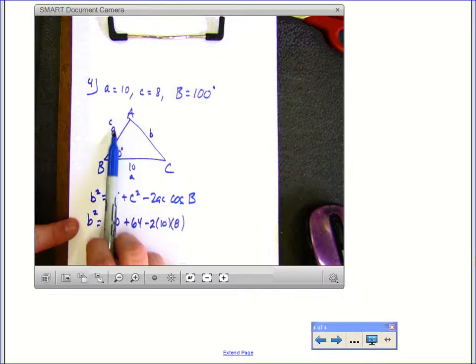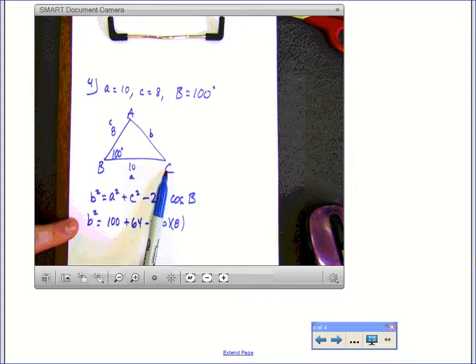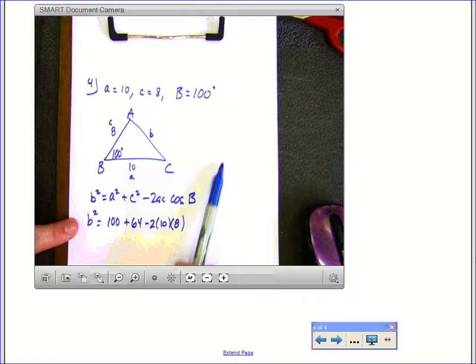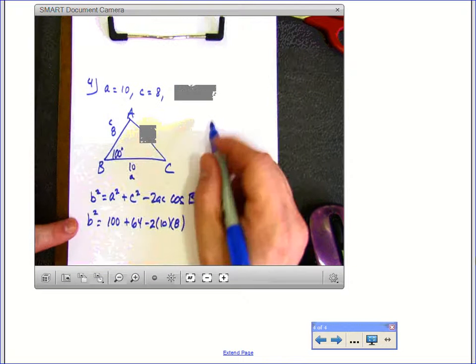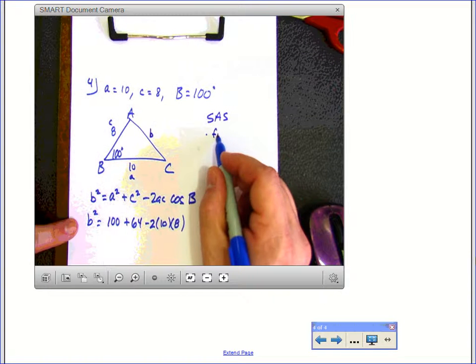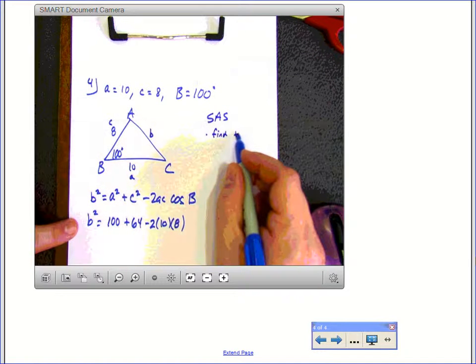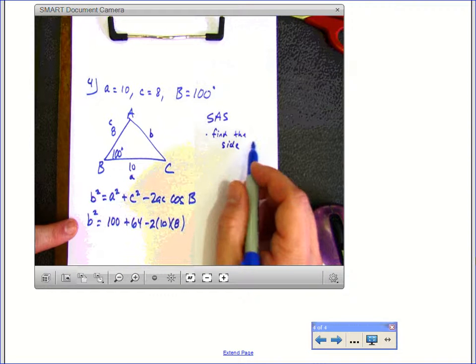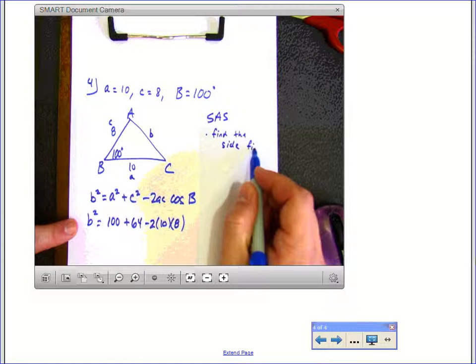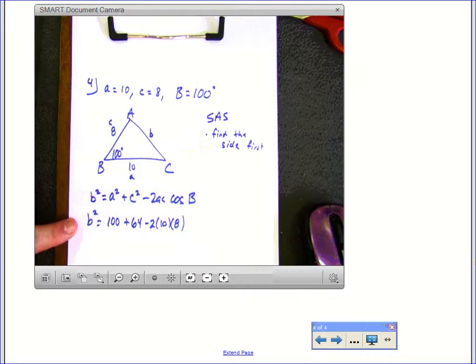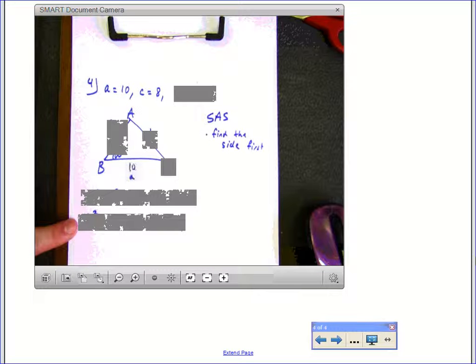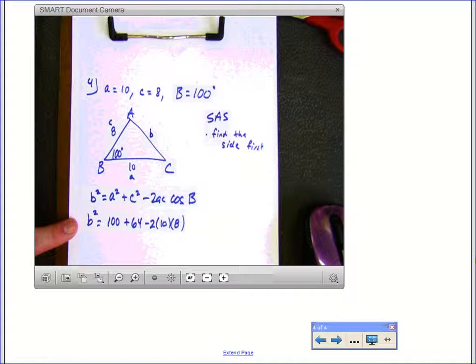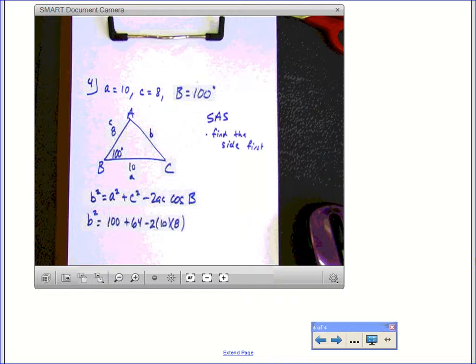All right, but the problem that you're going to run into if you try to find angle C is you're going to have two unknowns in the equation. Okay, so when you have side angle side, you got to find the side first and then find the smaller angle. Do you see why we can't really find angle C? Because we're going to end up having two unknowns in the equation.